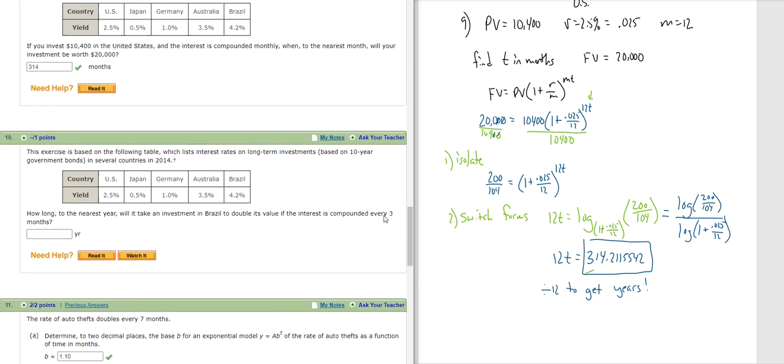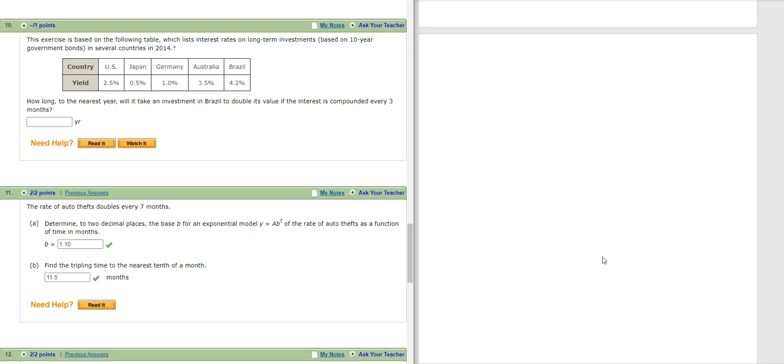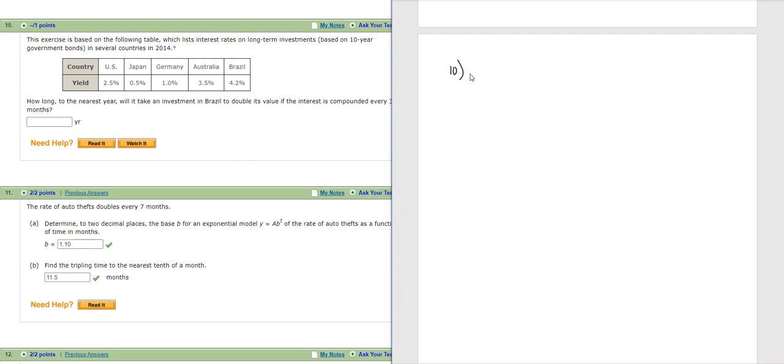Fantastic. So problem 10 is going to be the same idea, only we'll take that extra step. We'll actually divide by that 12. So let's see. Number 10. How long to the nearest year for Brazil? Brazil. I can't write it like that, actually.